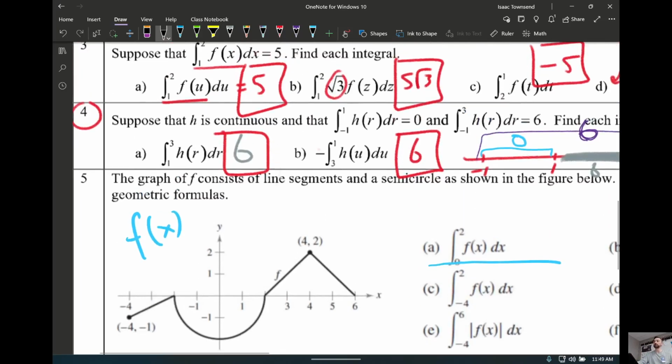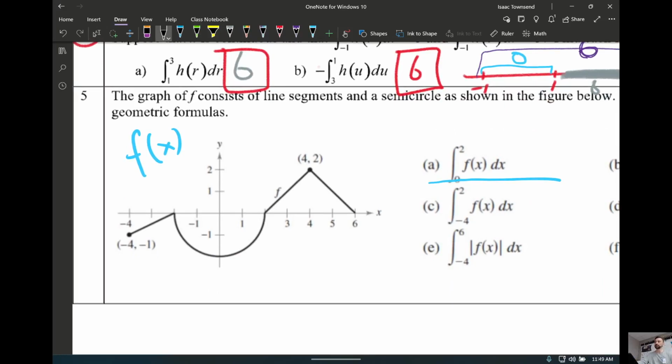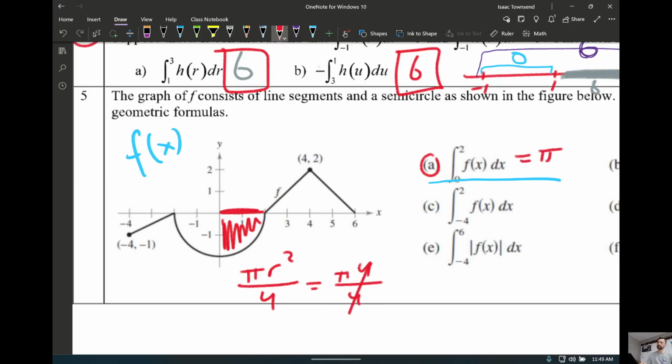So sometimes you may be told those values, sometimes you may need to go and seek them out yourself. This question A is wanting us to find out how much area there is from 0 to 2, from the function to the x-axis. So to me, that looks like a quarter circle, so 1/4 of pi r squared. This guy has a radius of 2. So the area from 0 to 2 should be pi.